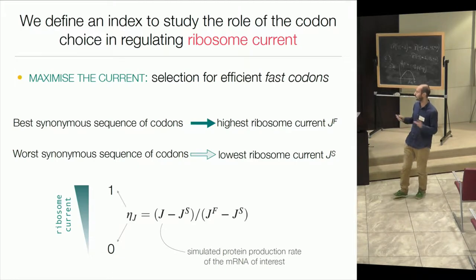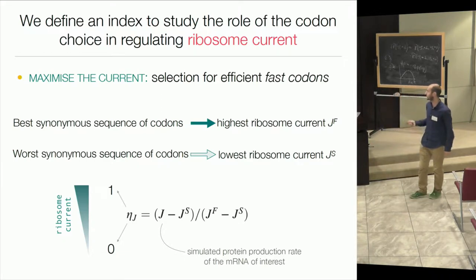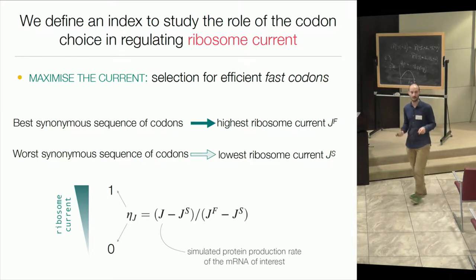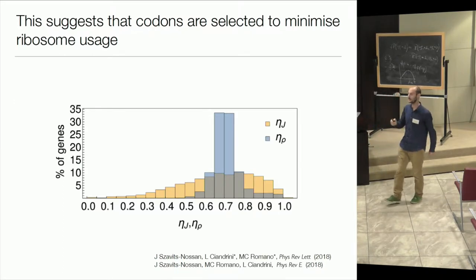If you take random sequences, you would expect these indices to be around 0.5. So what we did was to compute these indices for all the messenger RNAs in yeast, and this is the distribution that we obtained. Yes? Question.